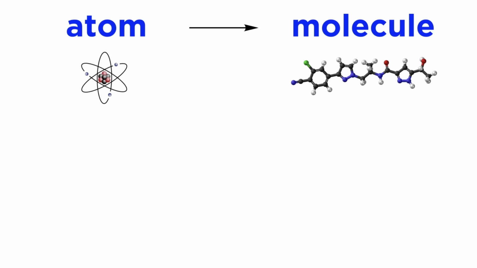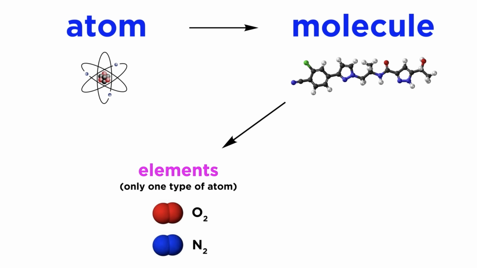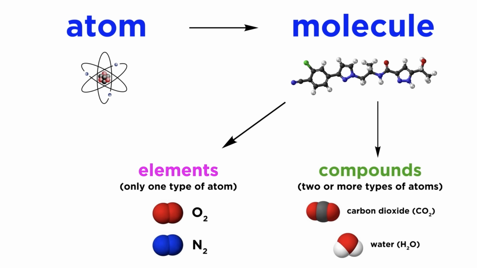Atoms join together via chemical bonds to form molecules. Sometimes molecules can be considered elements if they are comprised of only one type of atom, like diatomic oxygen and nitrogen. But when atoms of more than one element come together to form a molecule, we would call this a compound. 1 carbon atom and 2 oxygen atoms makes carbon dioxide. 1 oxygen atom and 2 hydrogen atoms makes a water molecule.